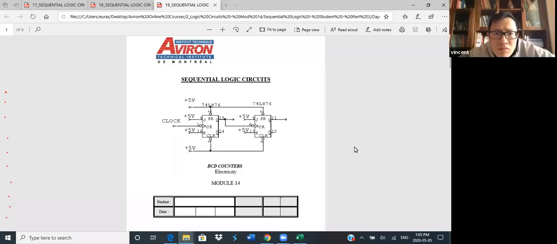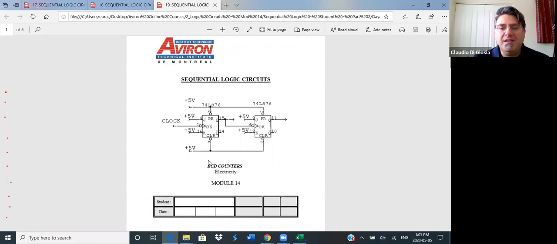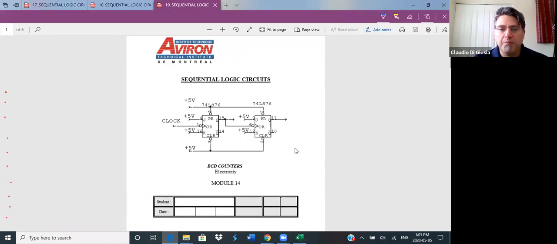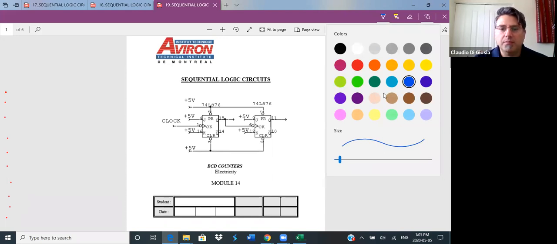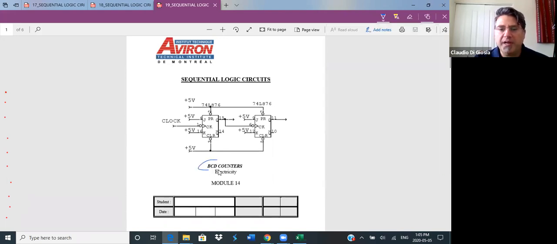Okay. So we're going to talk about BCD counters. BCD stands for binary coded decimal. And you know what a counter is? We just saw in the previous handout where we're counting from 000 to 111, which is 0 to 7. And then by rearranging the clocks and going to the Q naughts, we can count down from 111 to 000, which is counting from 7 down to 0.